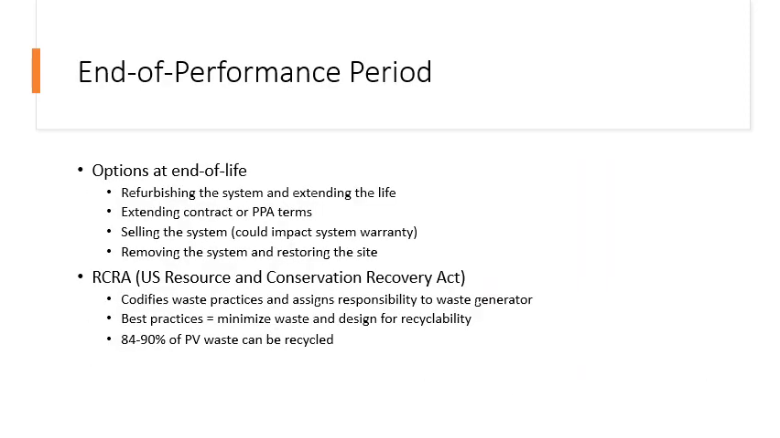So moving on to the next section, end of performance period, so end of life. There are 4 main options at the end of life, and here we're talking about the PV system. You can refurbish the system and extend the life. You can extend the contract or PPA terms, and that's good if the system's still operating fine. You can sell the system, which could impact the system warranty that we just talked about. And you can also remove the system and restore the site, try to make it like it never happened. So those are your 4 options there at the end of life.